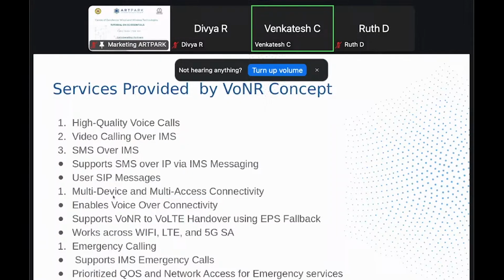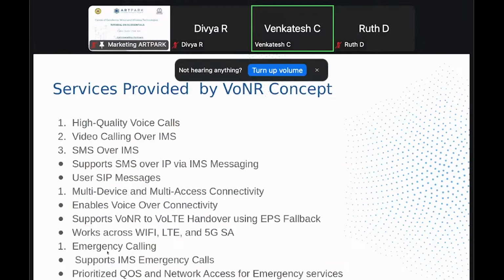And next is multi-device and multi-access connectivity. One of the advantages of VoNR is its support for multiple devices and access types. It enables IMS voice continuity, allowing users to switch between different networks without dropping the ongoing call. For example, if a user moves from a 5G standalone network to an area without 5G coverage, VoNR can fall back to 4G. That is, EPS fallback will happen and it will connect to a VoLTE call. VoNR works across various connectivity options such as Wi-Fi, LTE, and 5G standalone.